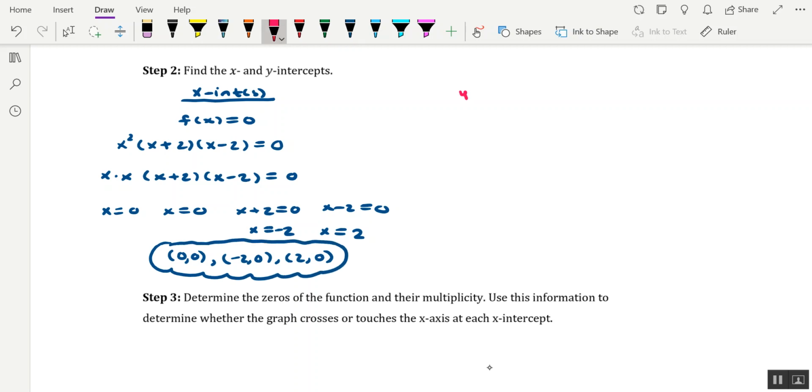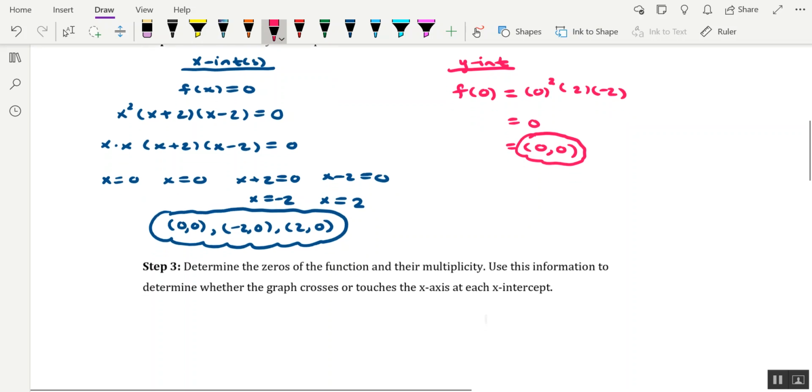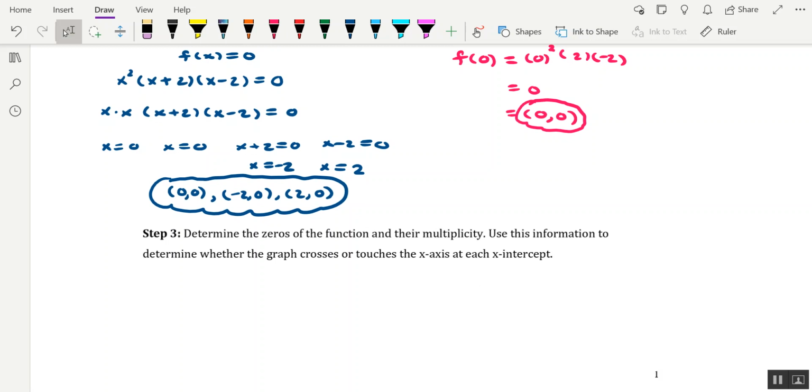As for a y-intercept, to figure this out, we plug 0 into the function. And if you use the partially factored form, that's 0 squared times 2 times -2, and all that zeros out. So the y-intercept is at (0, 0). Now, with step 3, it says determine the zeros of the function and their multiplicity. And then we'll move on to determine whether the graph crosses or touches the x-axis at those x-intercepts.